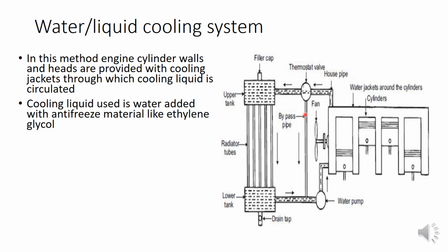So that is the cooling jackets. And what is the liquid used? So mainly the heat is absorbed by this coolant, which is mainly water. So in a liquid cooling system, the main coolant used is water with some additives, some antifreeze material like ethylene glycol.